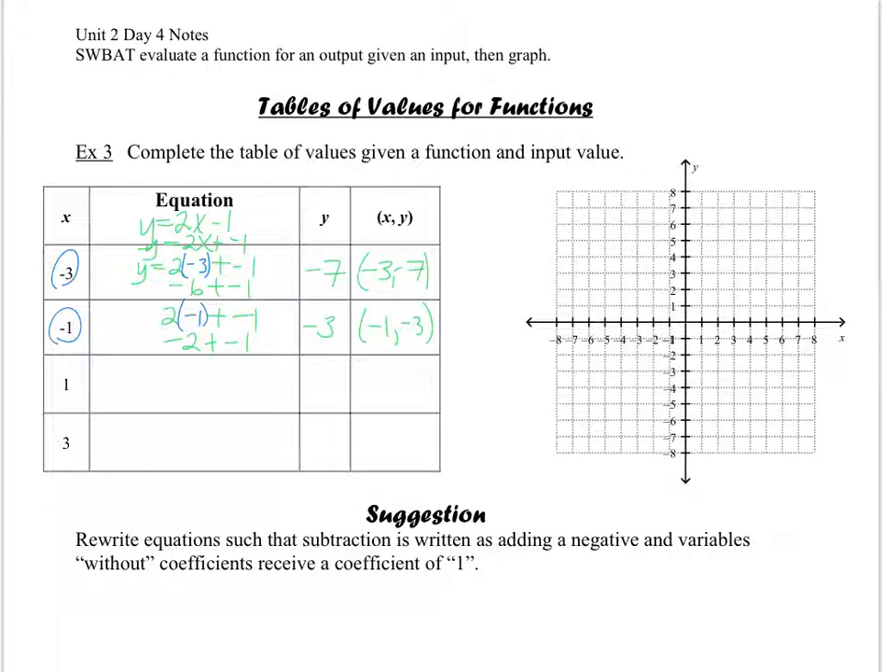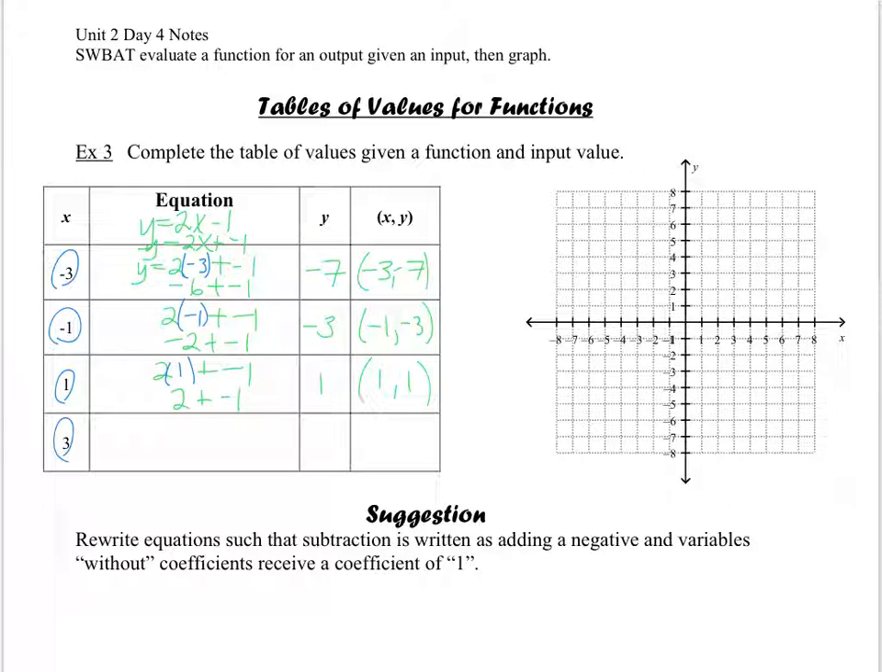If we keep going, you could pause it here to try out the other 2 inputs on your own and resume when you're done to check against my work. I'm going to go ahead and keep going. I have an input of 1, and so my rule says 2 times x, so 2 times 1, and then plus negative 1 generates my y. 2 times 1 is 2, plus negative 1 is 1. So 1 comma 1 is another solution.